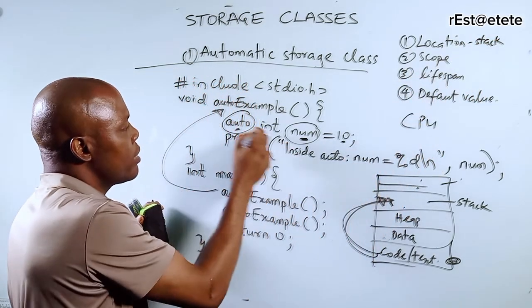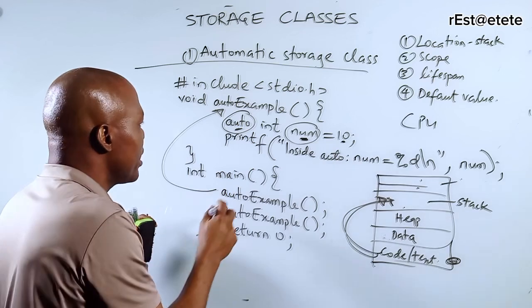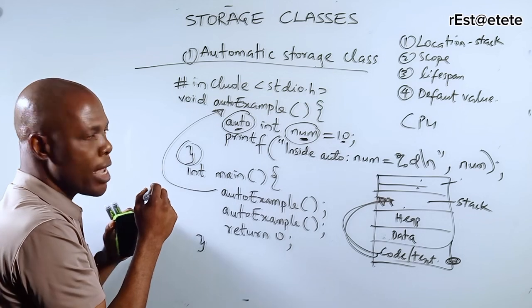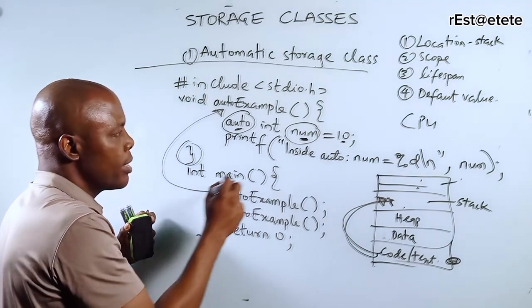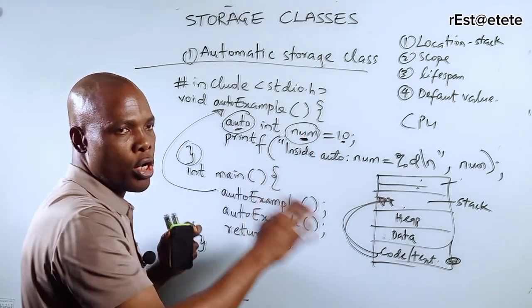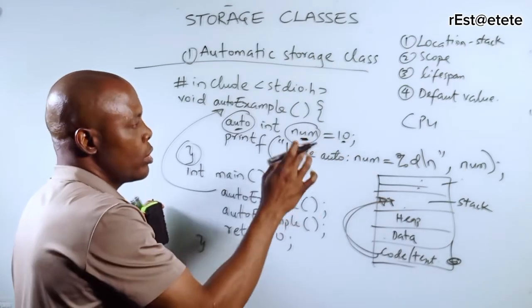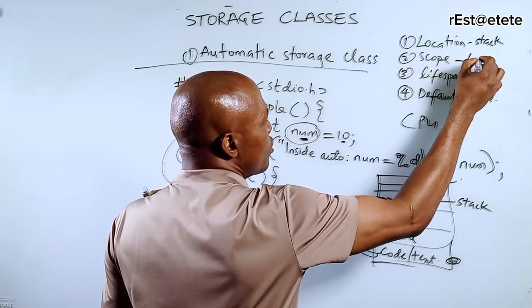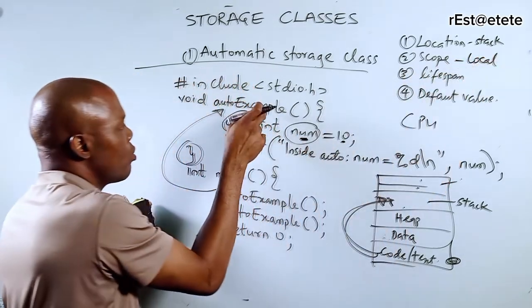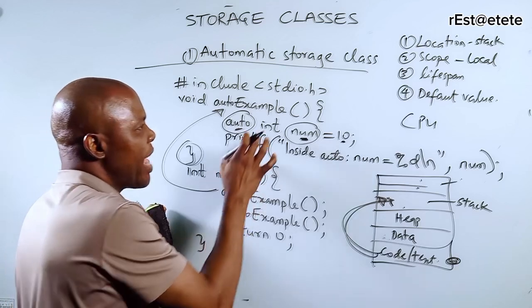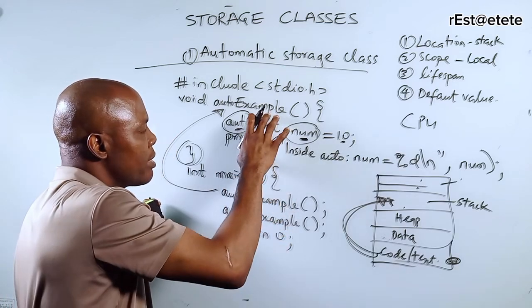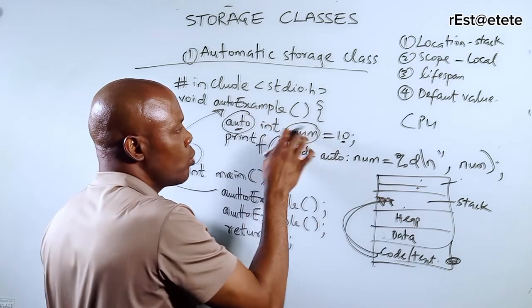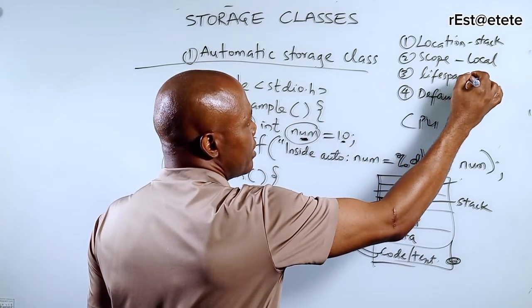Then the scope of this auto will be that the moment you encounter this closing curly bracket, this variable will be destroyed in the memory. So the scope is what? Is local, meaning the scope is local to this function. The lifespan is what? The moment this function is gone from the memory, this variable will also be gone, right?